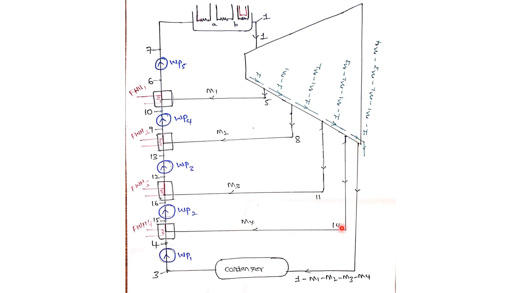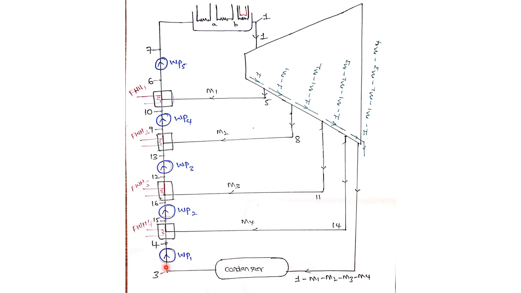So from state 14 to state 2, what happens? 1 minus M1 minus M2 minus M3 minus M4 quantity of steam is being expanded, and that same quantity of steam is being processed in the condenser also. What does a condenser do? Condenser is a heat rejection unit, correct? So it is a unit where the heat gets rejected. That process is from state 2 to state 3.